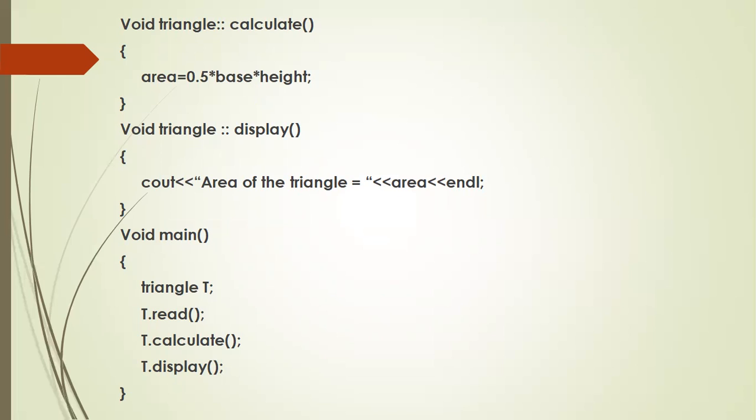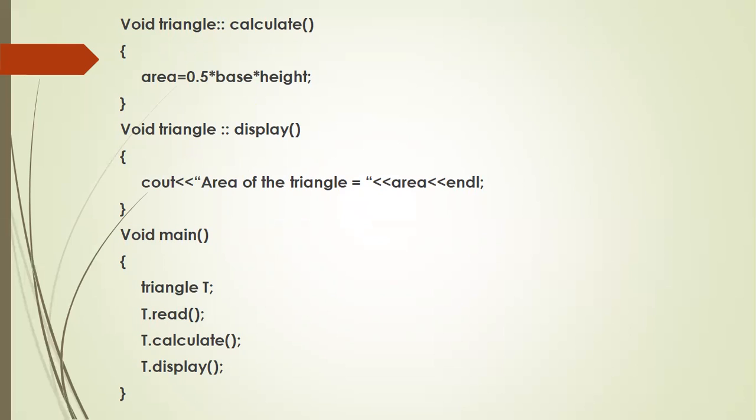Return type is void. The class to which the display function belongs is triangle. Scope resolution operator, display. Open the parenthesis, close it. Then open the brace. The purpose of the display function is to display the area of the triangle. So cout: area of the triangle equals, area, endl. Now all three functions have been defined one by one.